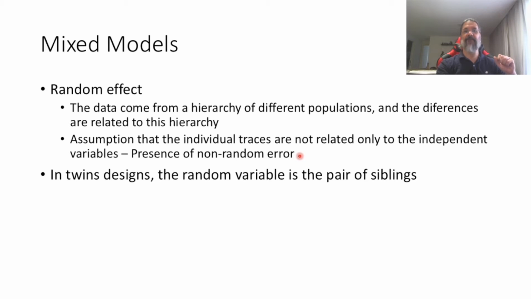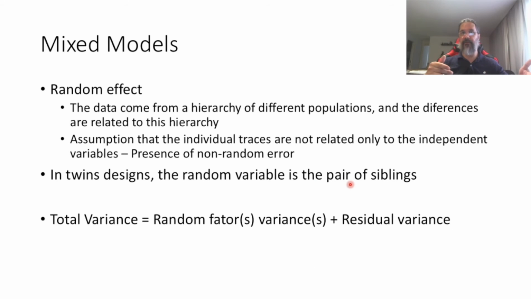And this logic has been adapted for twin designs. We have some fixed factors, but we also expect the individual traits of our subjects to be related to the trait of the other sibling. So, in twin designs, we use the pair of twins as our random factor. And now we can calculate the covariance among them and consider that in a more complex analysis. The total variance of any mixed model is the sum of the random factors and the residual variance. So here it will be the variance of the pairs plus the residual variance.